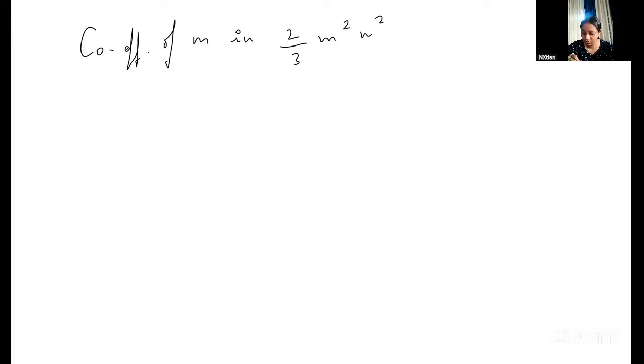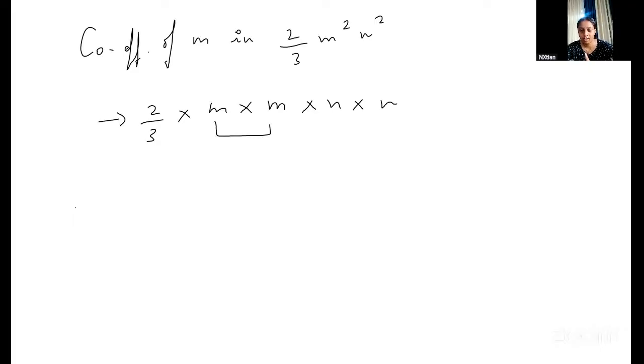I have to find the coefficient of m. So first thing you can do is write it in expanded form: 2 upon 3 into m into m into m into m. It is saying that just give me the coefficient of m, not m square. Pick only m. And in the question, how many m do we have?